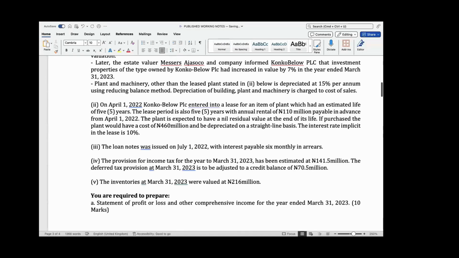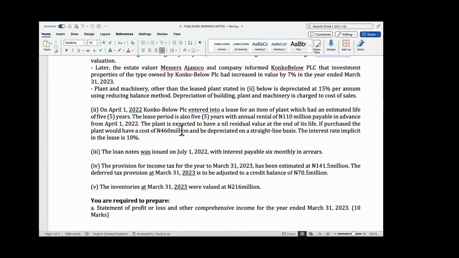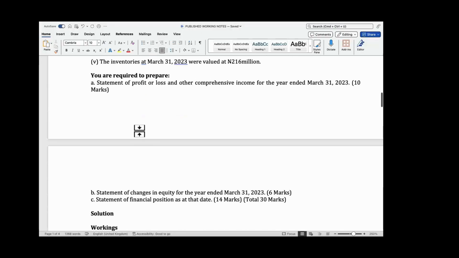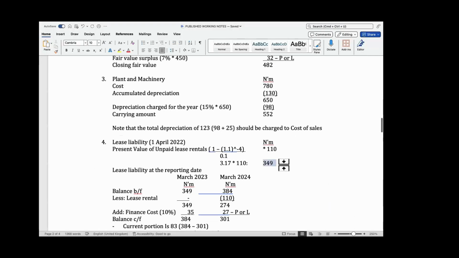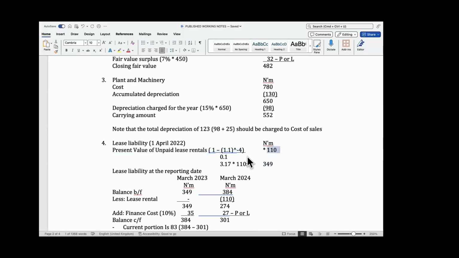Okay. Now, Lola wants to ask a question. Go ahead, please. Good evening, sir. Good evening, everyone. So, for the lease, I did not get the unpaid lease, the 349. I didn't get that. Okay, if it's this one you're talking about, we just used the annuity factor, we multiplied it by 110, and that was what gave us this 349.